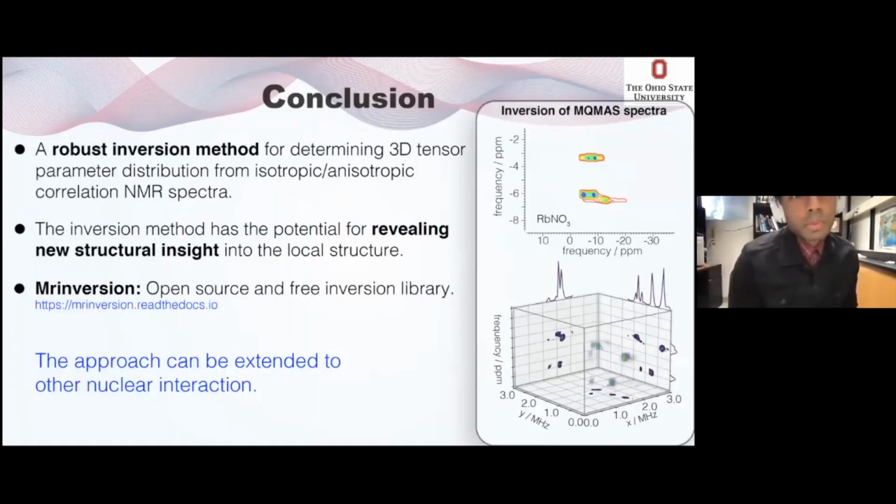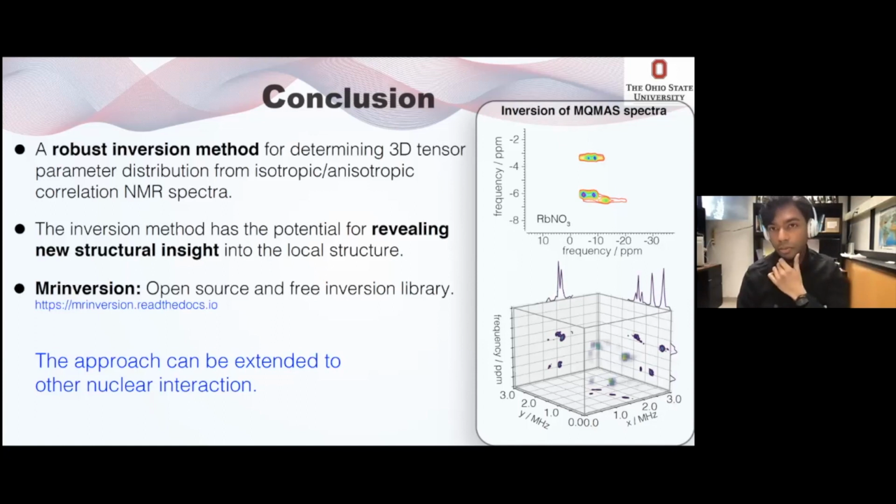Okay, and to conclude, we have a robust inversion method for determining a 3D tensor parameter distribution. And the inversion shows potentially revealing more correlation and potentially more structural insights about the material itself. And we have an open source library that can do all these analyses. And in the end, this approach can be extended to other interactions in a matter of just changing the kernel.